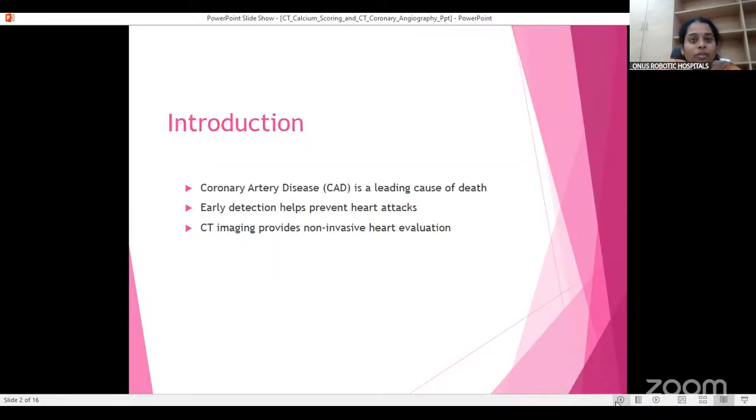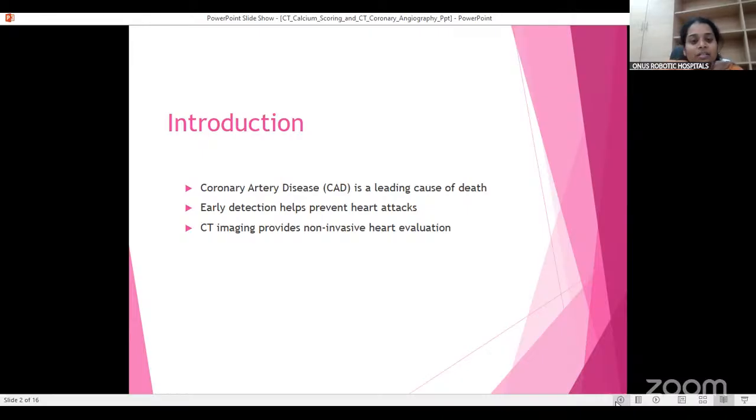So CAD, as we all know, is a leading cause of death, and early detection is going to help prevent heart attacks, which can further help in managing these blocks before the LV function decreases, and prevent further damage to the heart muscle.